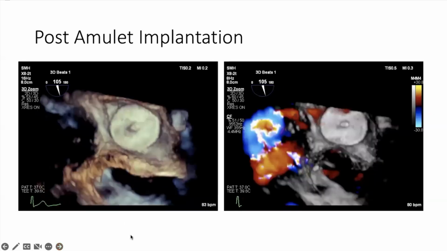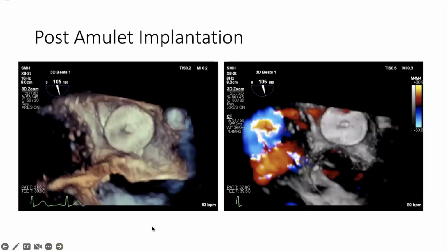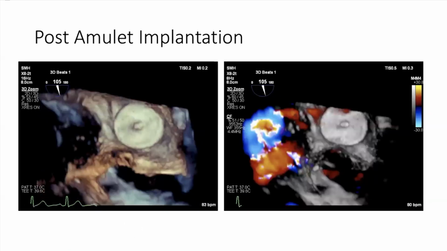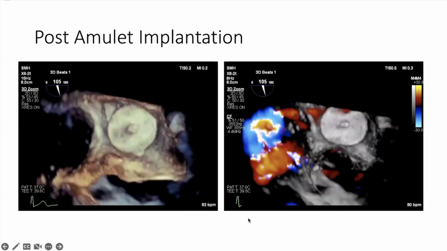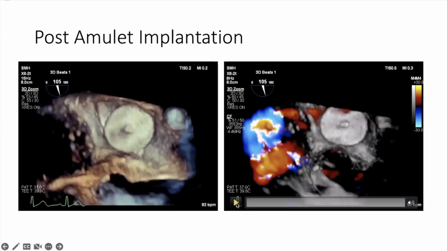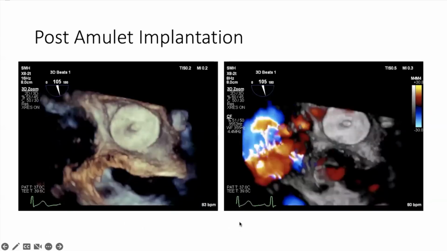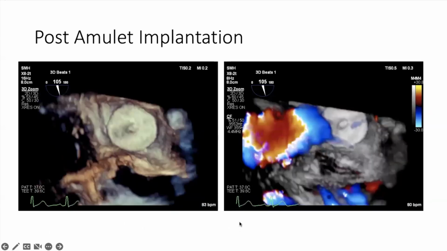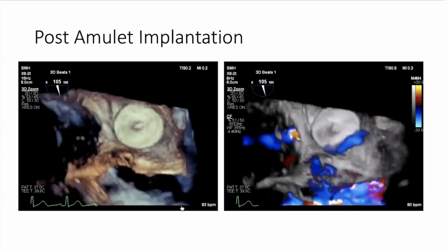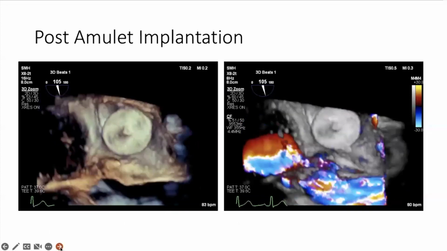And this is the 3D images on TEE, again showing the Amulet device en face. And this is looking at it from the left atrium. Again, we can apply color to look for any peri-device leak or intra-device leak. Again, looking like a good result.